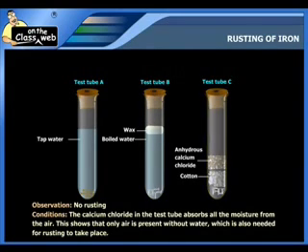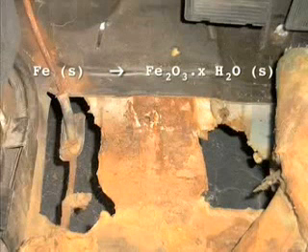No rusting takes place in this test tube either. This is because the calcium chloride in the test tube absorbs all the moisture from the air. This shows that only air is present without water, and water is also needed for rusting to take place.